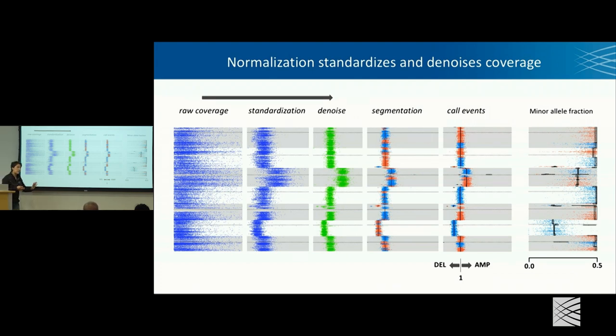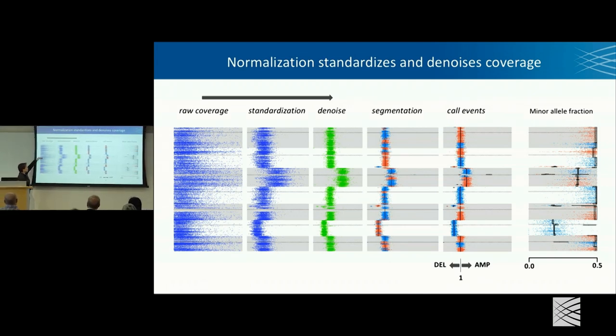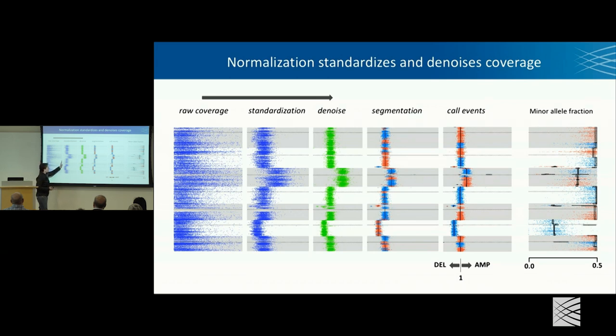There's several steps that are involved in making this happen. To go from the raw coverage, where you can't say really with any kind of confidence whether there's any amplification or deletion based on this information. But as we go through these steps of normalization, you can see that we can really tighten the spread and get to a point where we can identify these jumps in amount of coverage with a fairly good amount of confidence.